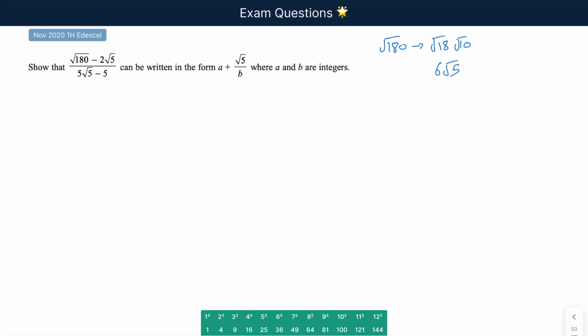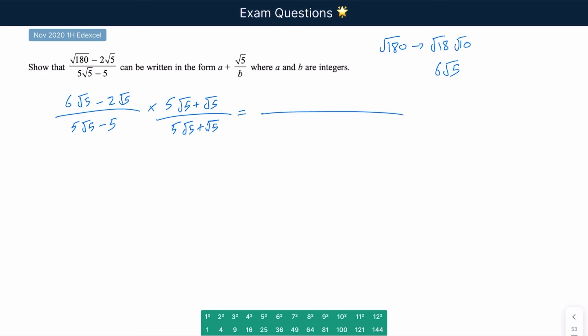So now I can rewrite this and say, well, actually, we have 6 root 5 minus 2 root 5 all over 5 root 5 minus 5. Now, unfortunately, I can't just factor out the root 5 because at the bottom we don't have it in the second term, so it's not as simple as the last example we did. So we are going to have to multiply the top and bottom here by 5 root 5 plus root 5 all over 5 root 5 plus root 5.